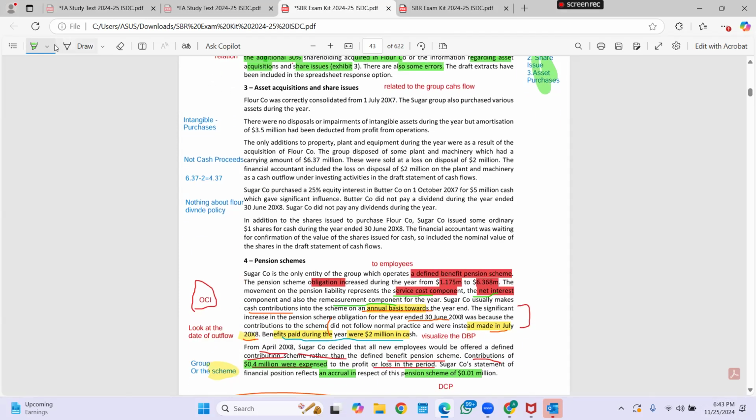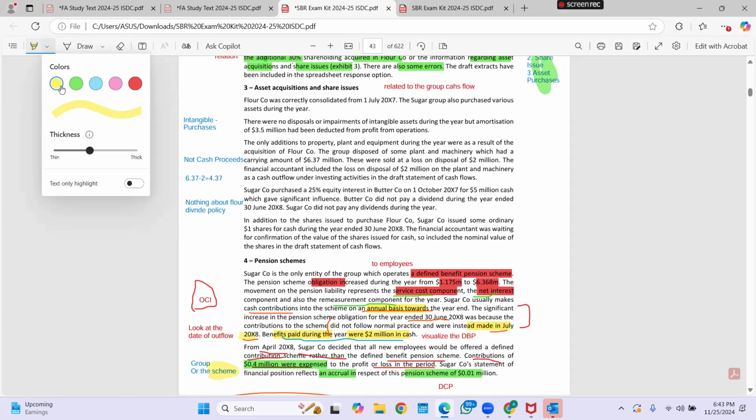Okay, why did it suddenly change to green? I was using yellow, right? Let me use blue. Okay.